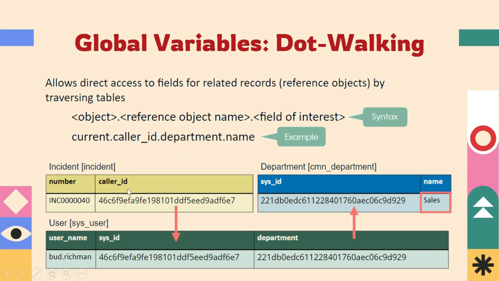So we can see here how it works. The incident table is provided here, and the caller id has a sys id, and it is dot walking to this particular sys id, and again dot walking to the name, which is sales. So we can get the current department name of the current caller of the incident. This is how dot walking works in a server side script.